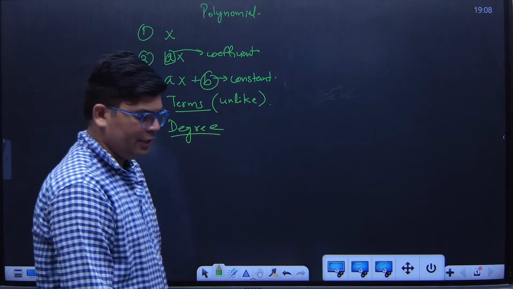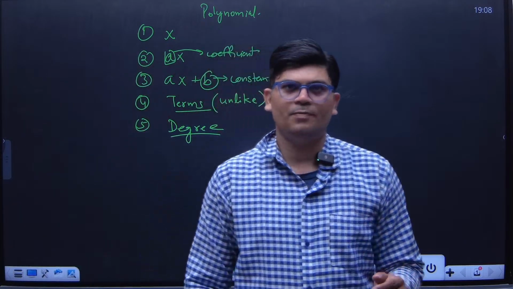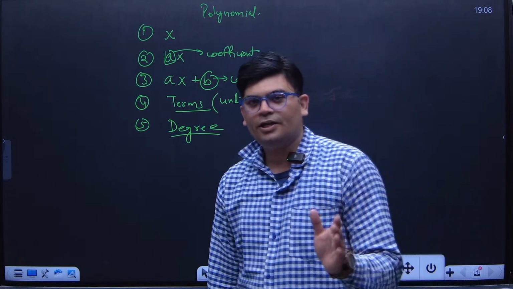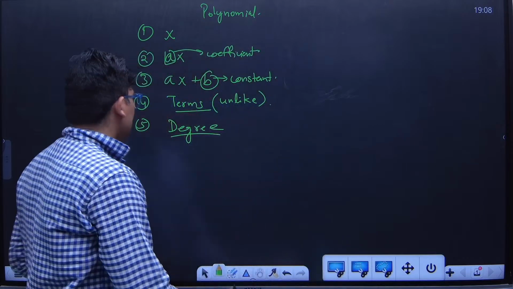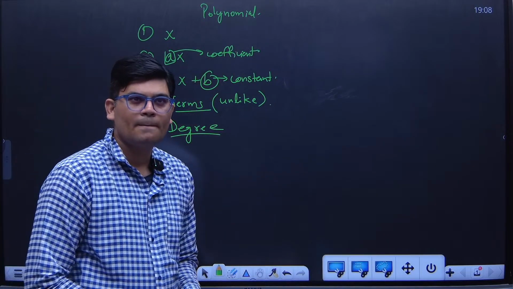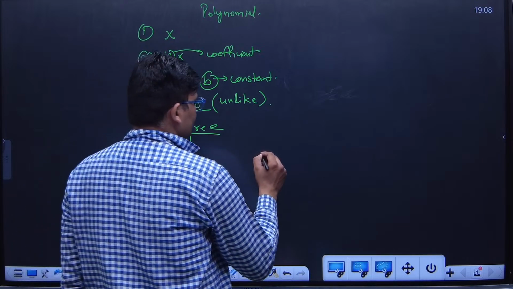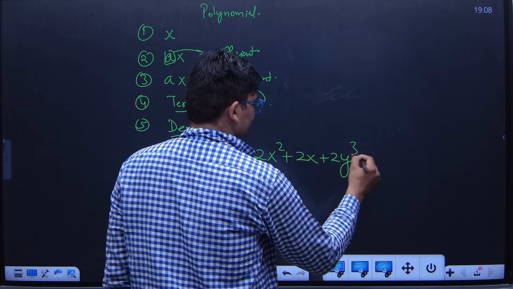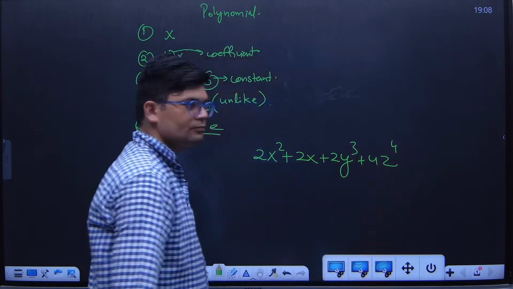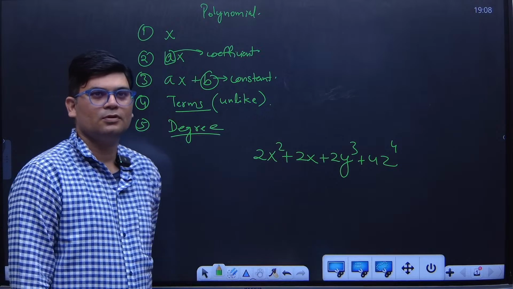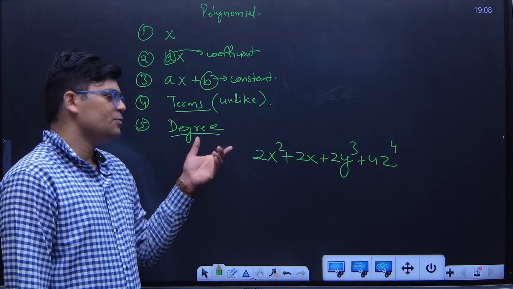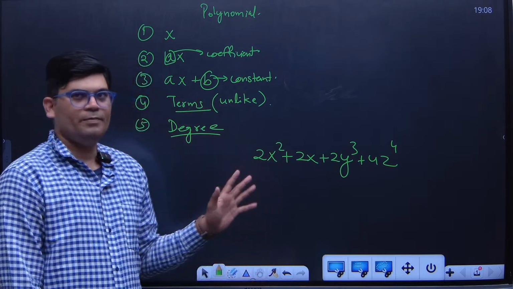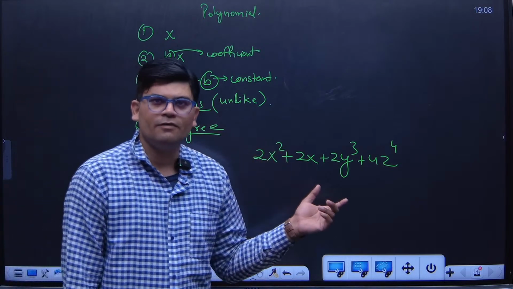And when we speak of a degree, we mean the highest exponential power of the variable. The highest exponential power of the variable is known as the degree of the expression. And if there are many variables, suppose I write it like this. So what is the degree? 4. The highest out of everything, the highest exponential power of all the variables, is known as the degree of the polynomial. So the degree of this polynomial is 4.